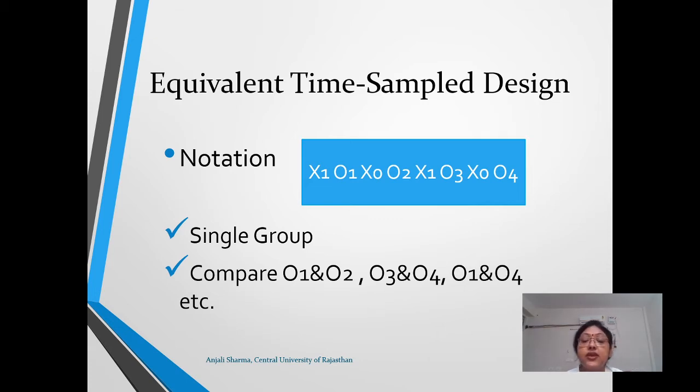So in this way we can conduct or design our study, and it gives us comparison groups also. O1 and O2 we can compare, O3 and O4 we can compare, O1 and O4 we can compare, O2 and O3 we can compare. Any set of testing we can compare to see the impact of the intervention.